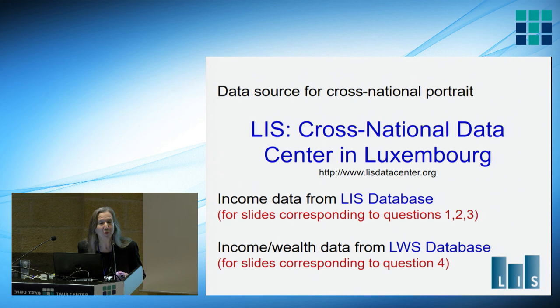And the second thing that we do is to make the data available through a remote execution system. So something like 6,000 researchers around the world have used the data since we came into being. We now have 52 countries in repeated cross-sections across 10 points in time. So there's much more to be said, but I'll leave it mostly at that.